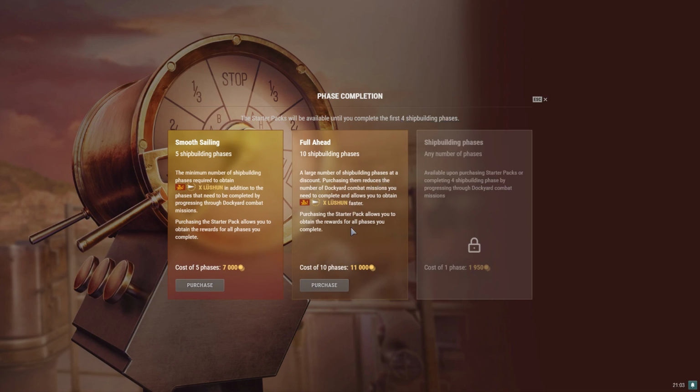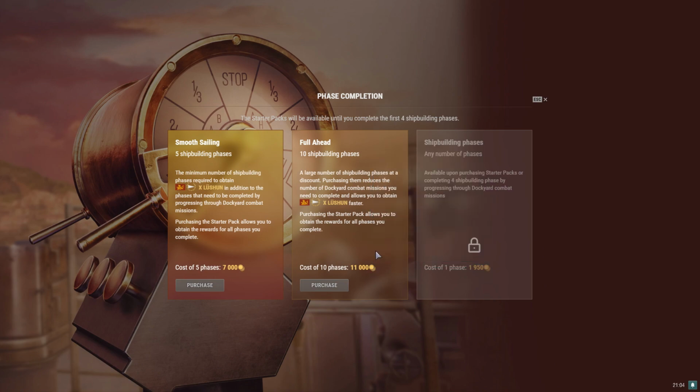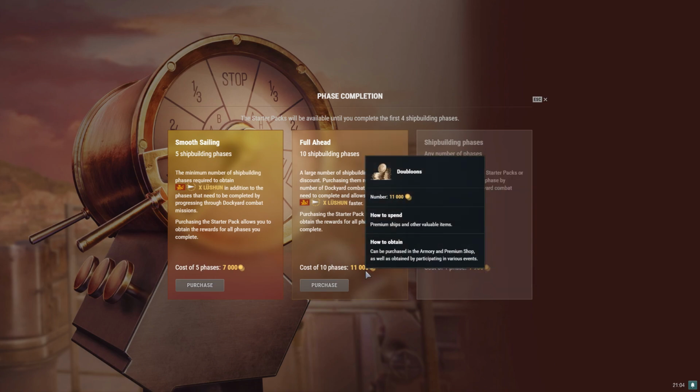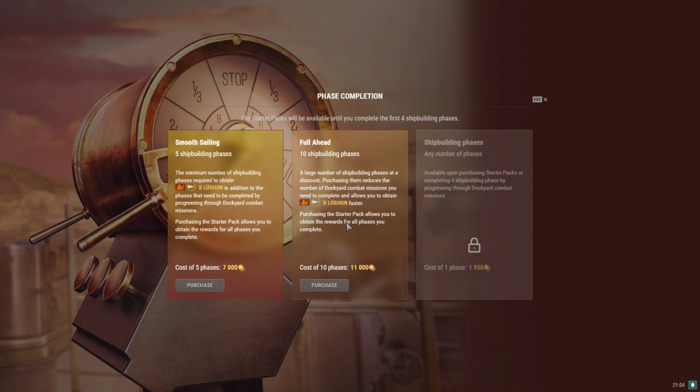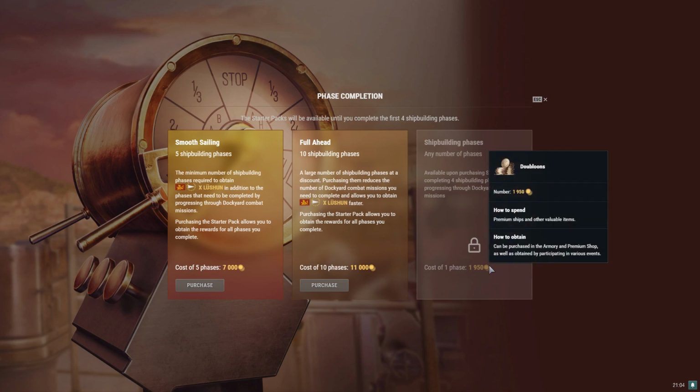Then you have 10 shipbuilding phases, known as the Full Ahead, for 11,000 doubloons. So if you went 1,950 times 10, you'd be spending 19,500 doubloons if you just bought 10 regular phases. So you are saving money by picking up the Smooth Sailing or Full Ahead, assuming that you still have access to this, since this is a week after the dockyard has already begun. So just information there. Now, in regards to the shipbuilding phases in general, I have a bone to pick here.